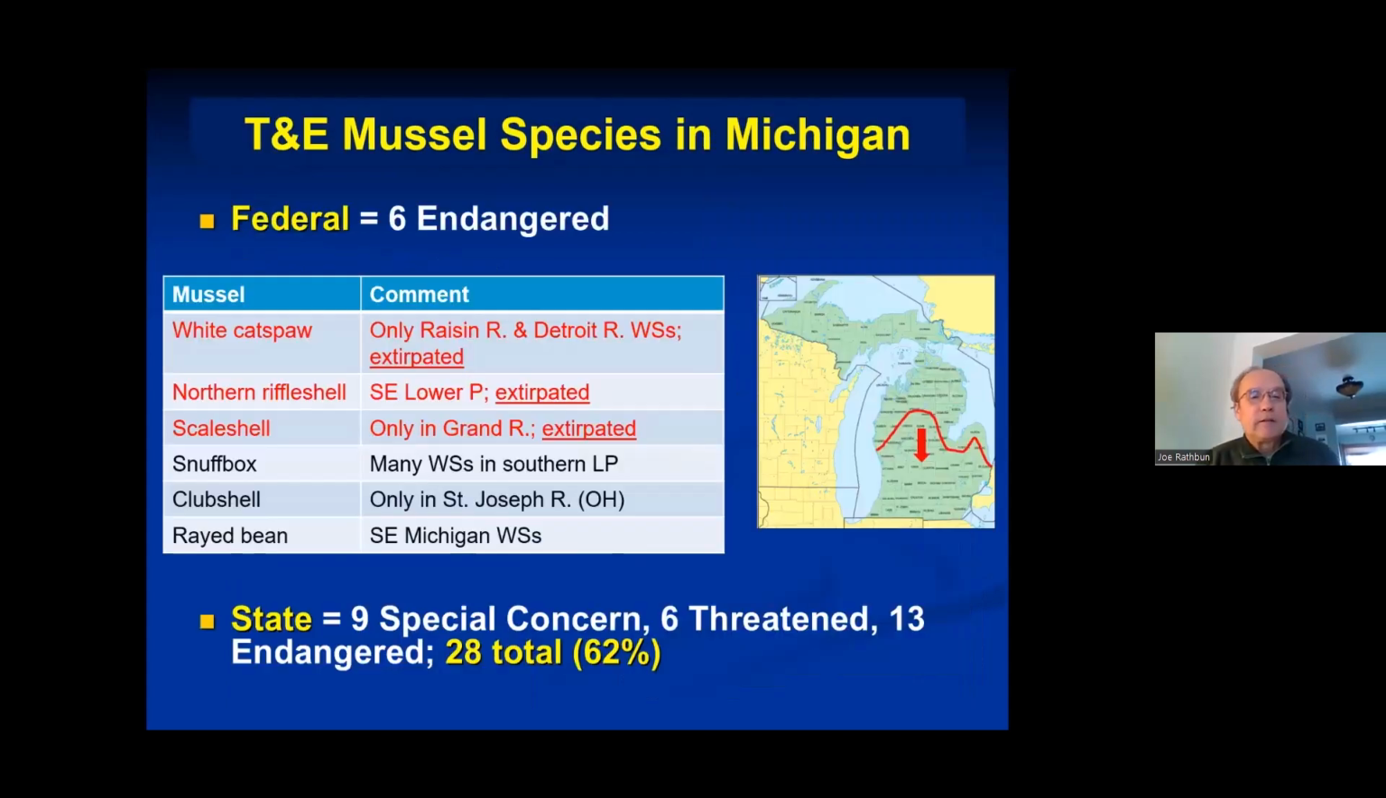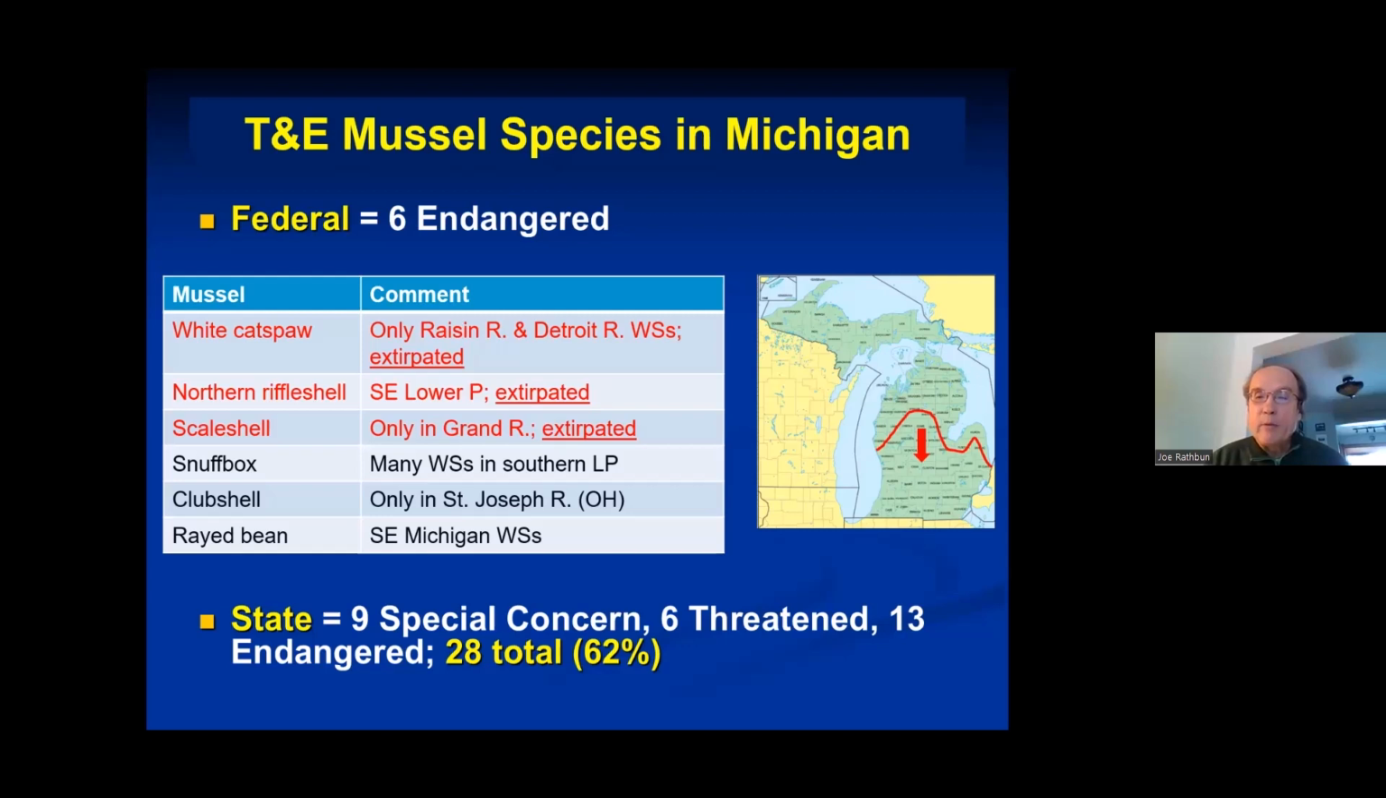There are 6 federally endangered species in Michigan. 3 of them here in red have not been found in the state in at least 50 years. The scale shell hasn't been found in about 100 years. They are most likely extirpated, but the federal Fish and Wildlife Service still lists them as potentially occurring in Michigan. 3 others are still found in Michigan, the snuffbox being the most widespread.